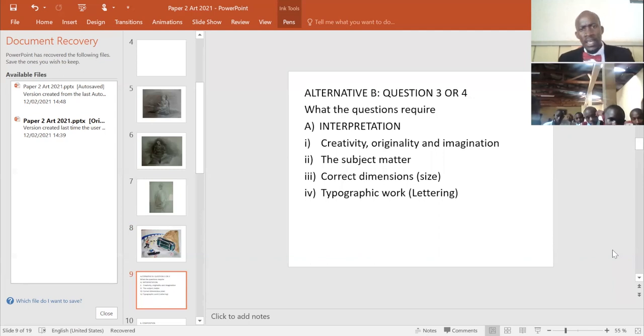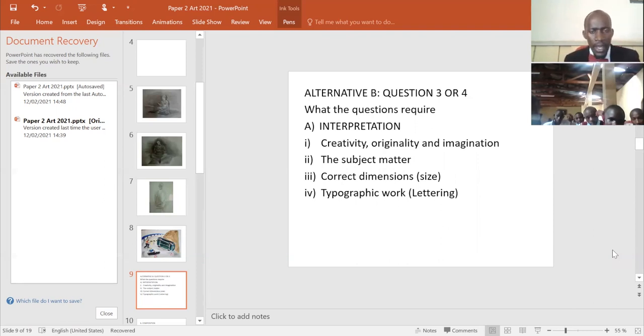So what does the question require of you in graphic design? We talk about interpretation. Again, just like painting and drawing, you have to be creative. The creativity should be across the board. The originality, how original is your work? And then the imagination, you must be imaginative. You must be able to imagine things. You must be able to synthesize words and then transform them into a visual image.